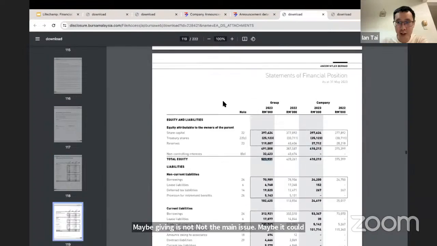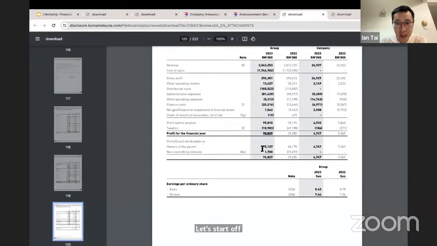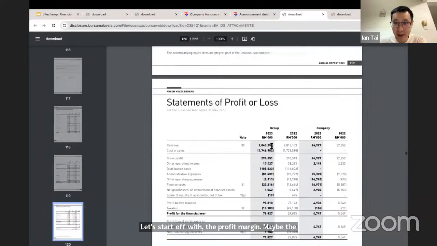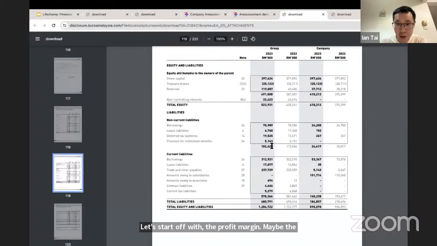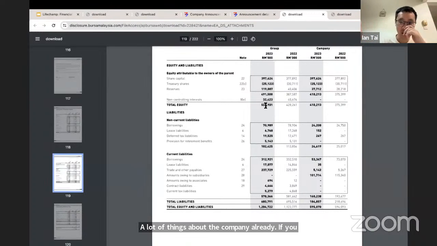So this is where you come in and say, okay, let's start off with the profit margin, maybe the return on equity, and then you calculate the current ratio, and then you calculate the gearing ratio. Then from there, you find out clues lah. Actually, from these 4 ratios alone, you can find out a lot of things about the company already, if you have 10-year data.